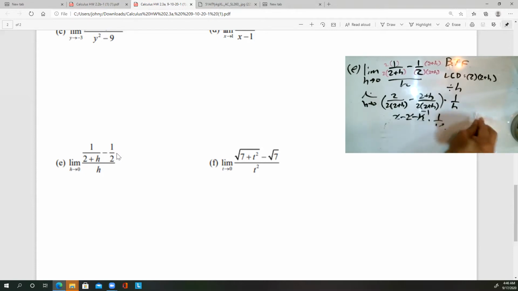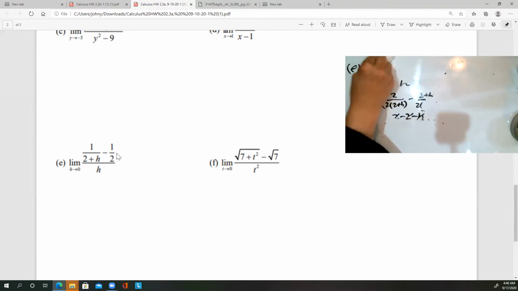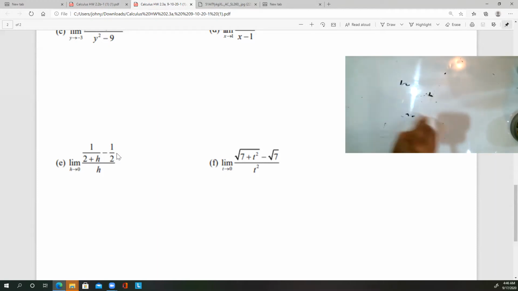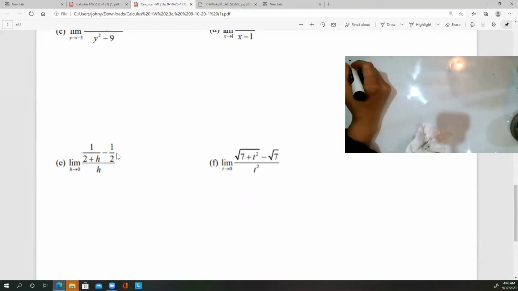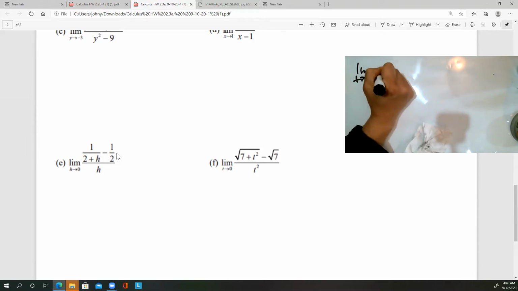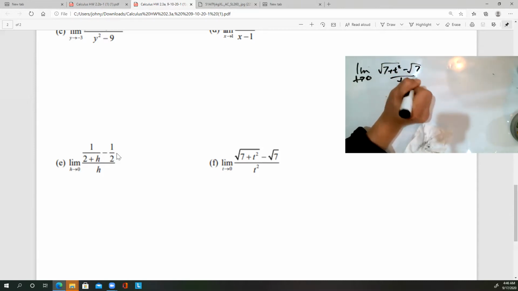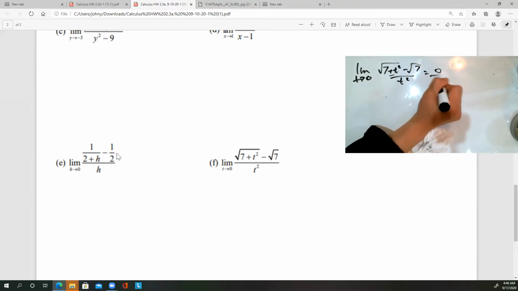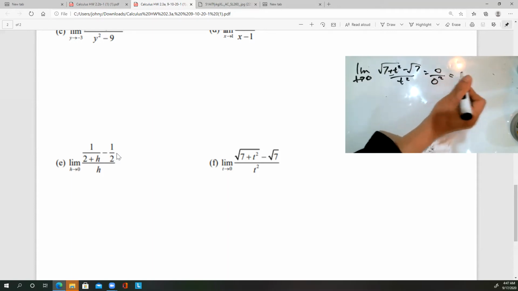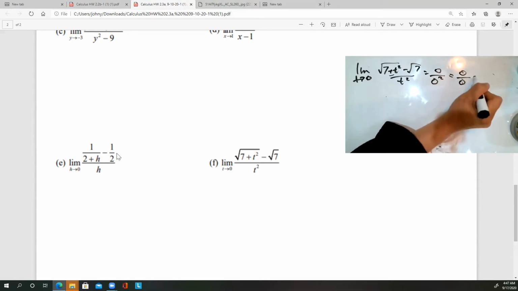Part F, a little bit tricky. You have this function, the limit as t approaches 0 of the numerator. I'll just write it out for you. Limit as t approaches 0 of the square root of 7 plus t squared minus the square root of 7, all over t squared. If I plug in 0 in here, 7 plus 0 squared is going to be just 7. Square root of that minus square root of 7, you end up with 0 over 0 squared. I'm so sorry.